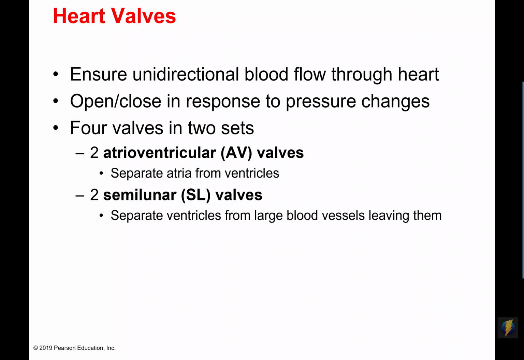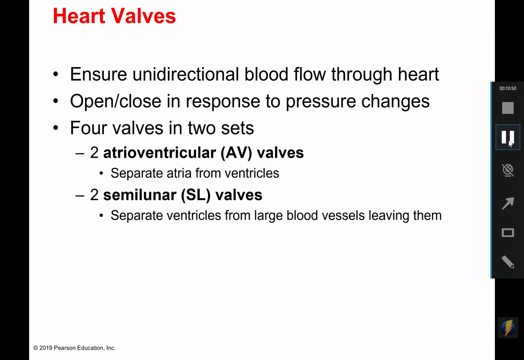There are four valves in two different sets. So there are two atrioventricular valves that separate the atria from the ventricles, and then two semilunar valves that separate the ventricles from the large blood vessels that attach to them.